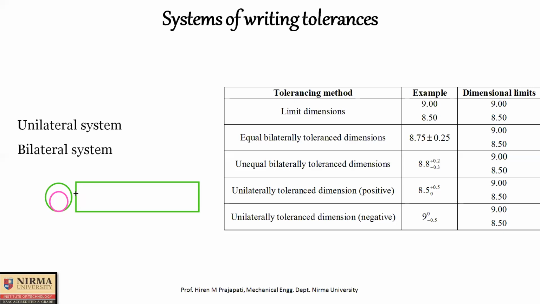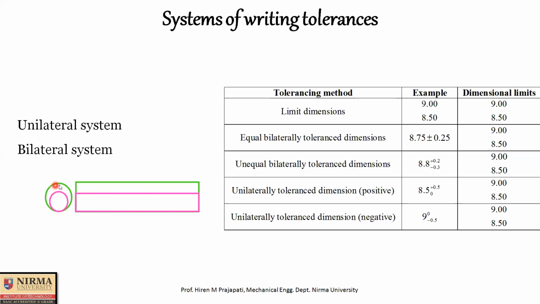Suppose I produce a shaft with this magenta, violet color, then that is the shaft with the lower limit. If I produce a shaft with this green color, then that is the shaft with the upper limit. The distance between this green line and violet line is called the tolerance zone, the acceptable dimension. If by chance the shaft is produced below this violet circle, below the lower limit, then that shaft is considered undersize and would not be accepted.